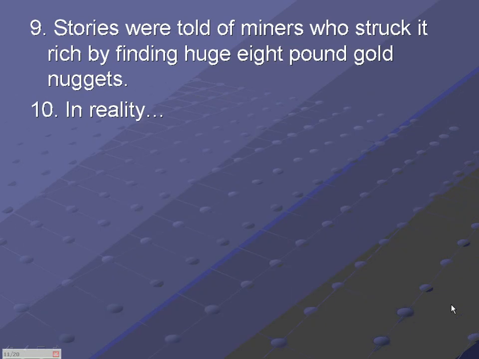Stories went around these camps and towns of miners who struck it rich by finding huge 8-pound gold nuggets, which is a great story, but not really reality. That's not really what happened. People did not strike it that rich overnight by finding huge 8-pound nuggets of gold. Mostly what you would find is gold dust, which is still valuable. I mean, you can still use that. Little gold nuggets, but not 8-pound. In reality, few miners ever got rich.